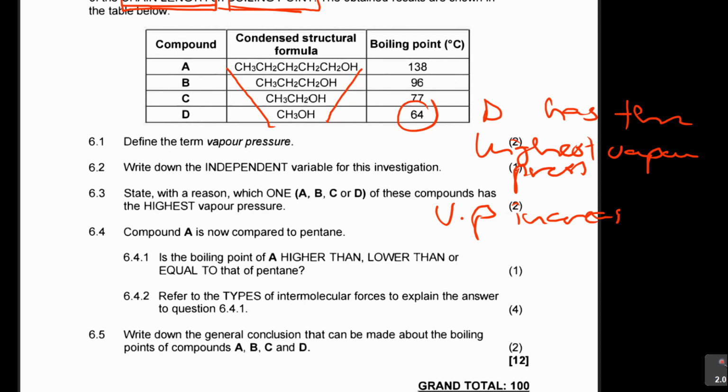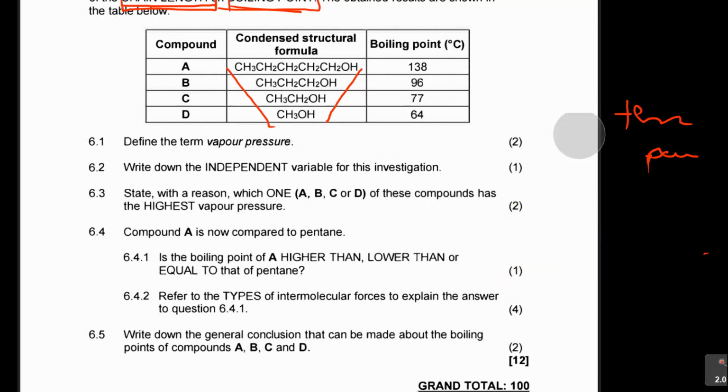increases with a decrease in what? In boiling point, BP. Or you can say vapor pressure decreases with an increase in boiling point. So you have to just do the opposite there. It's a matter of mentioning the opposite. When one increases, the other one decreases. That's what they wanted you to capture there.